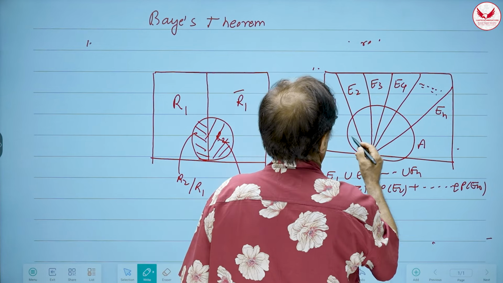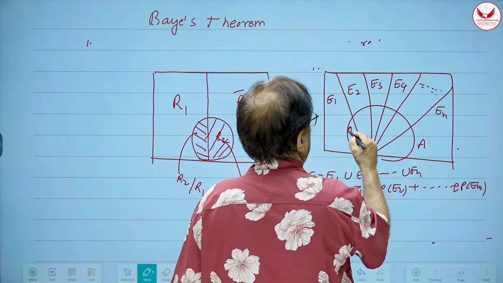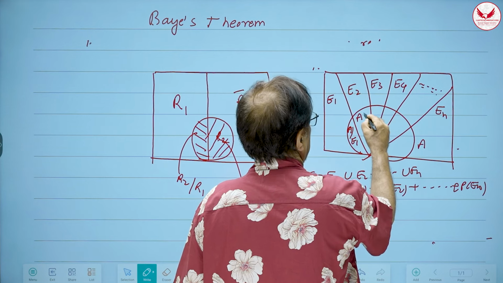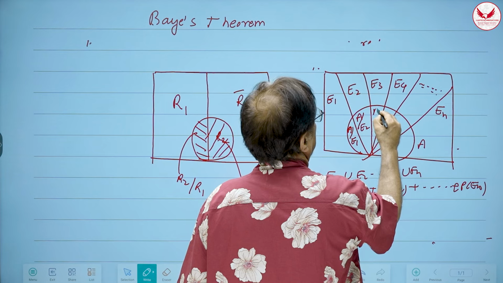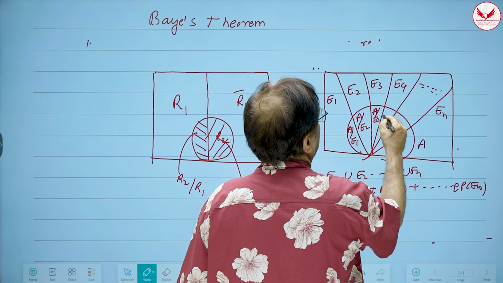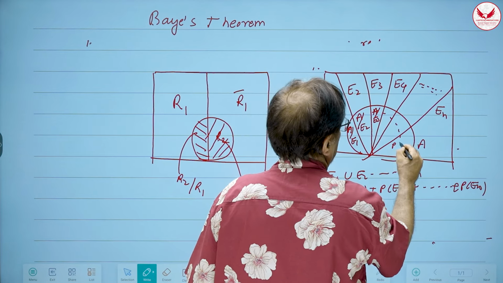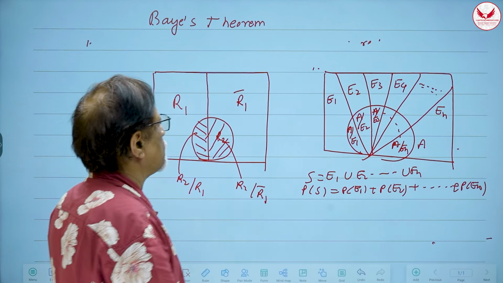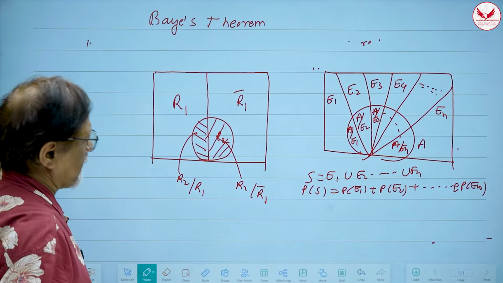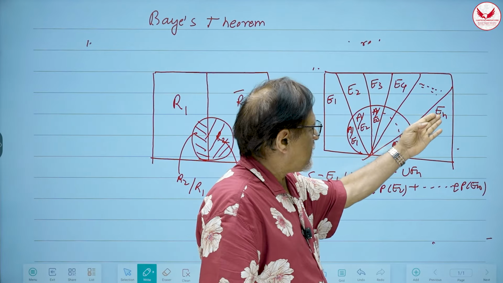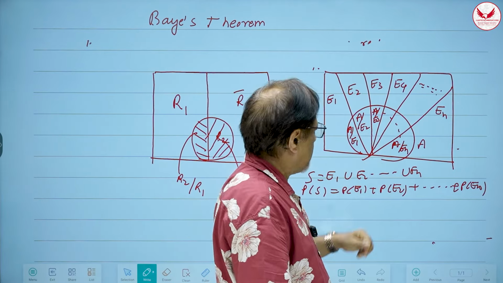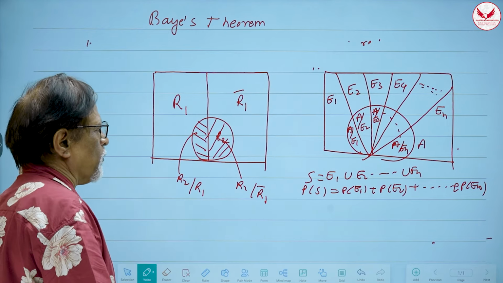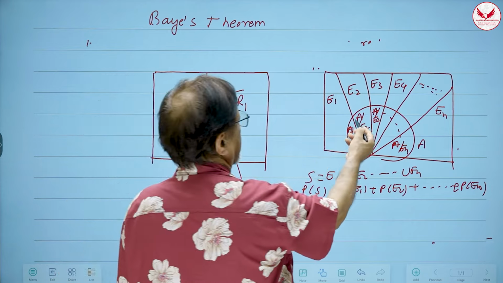So A is partitioned into what? This part is A by E1. This part is A by E2. This part is A by E3 and this will go on. The last part is A by En. Correct? So this gets divided automatically. This original partition is inherited by this subset A. Okay. Now, I am interested in the probability of any one of them.